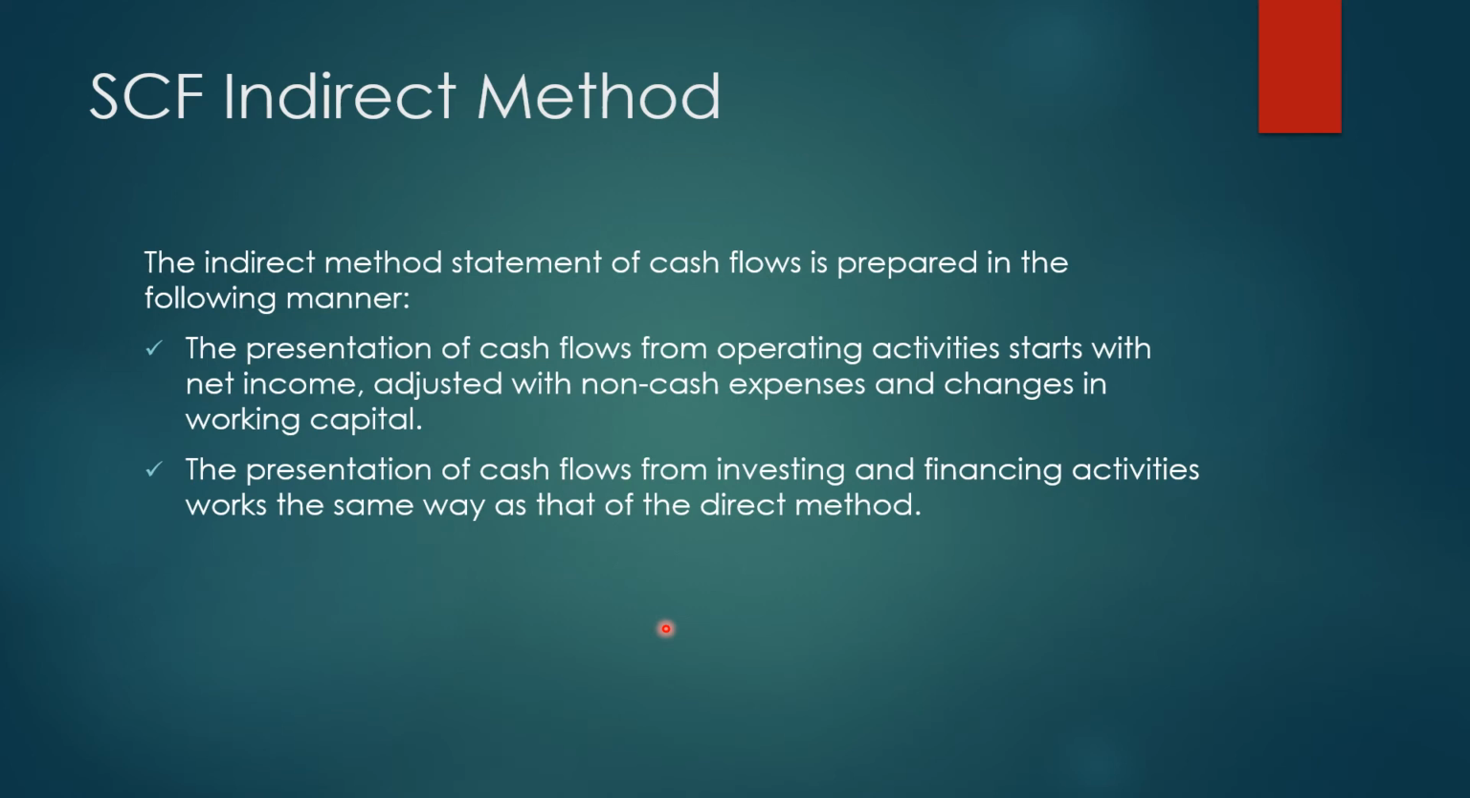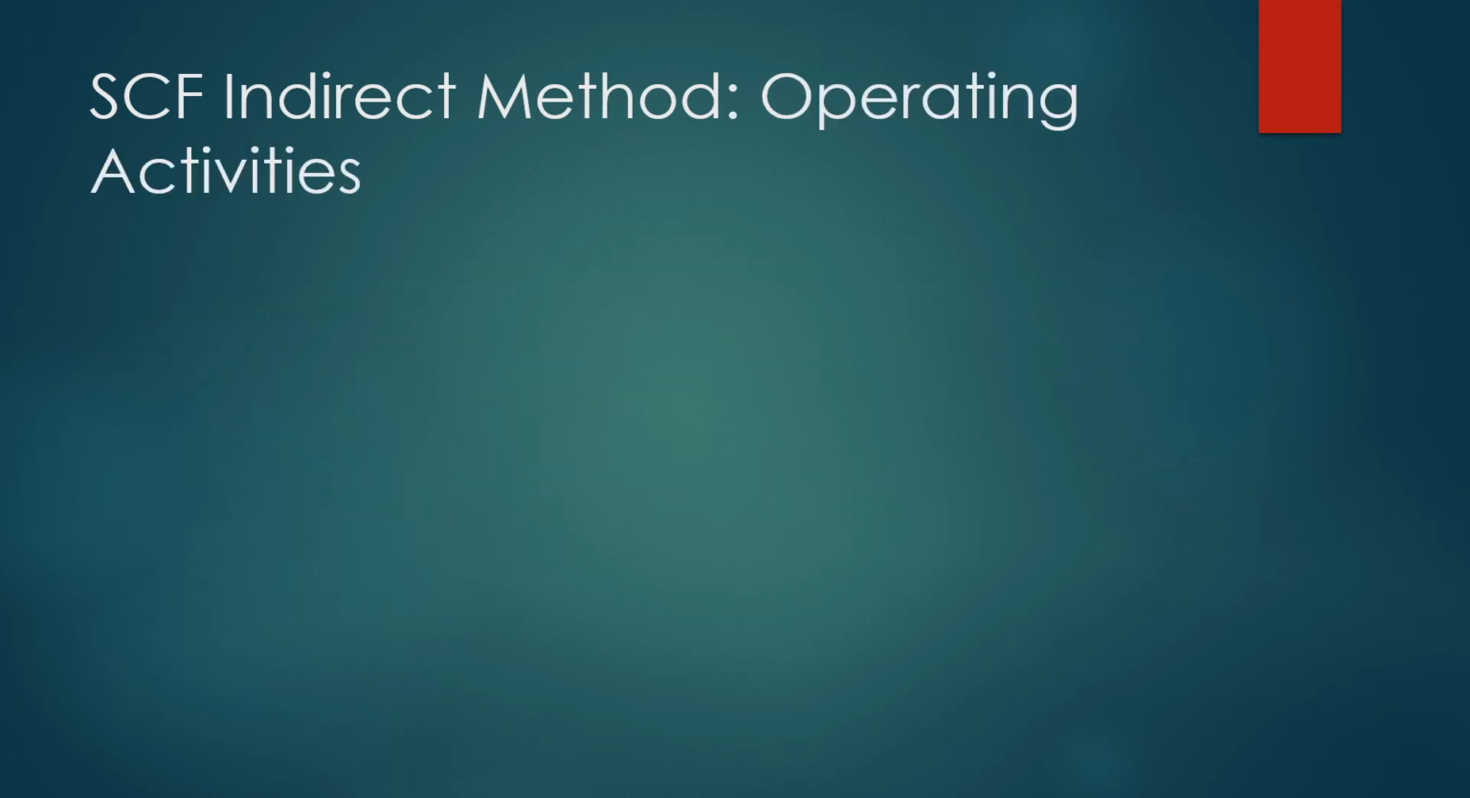And changes in working capital. So, when we say working capital, it's the difference between your current asset minus your current liability. Don't get confused: current asset minus current liability is your working capital. So, for operating activities, this will be our formula. Whereas for investing and financing activities, you will do the same as what we did in the direct method. So they are the same. The only difference is the operating activities.